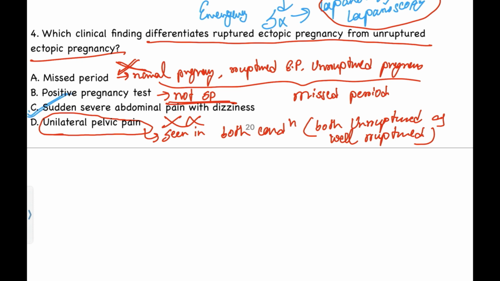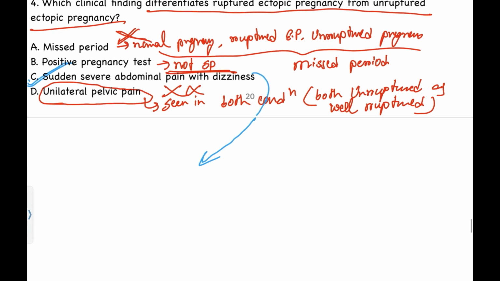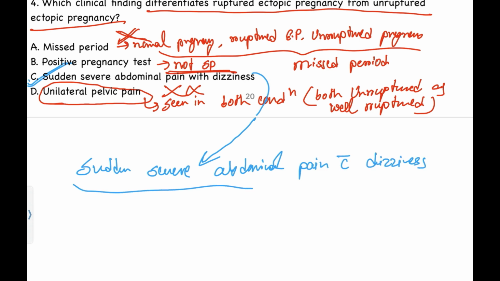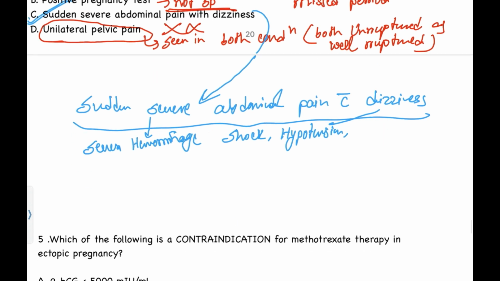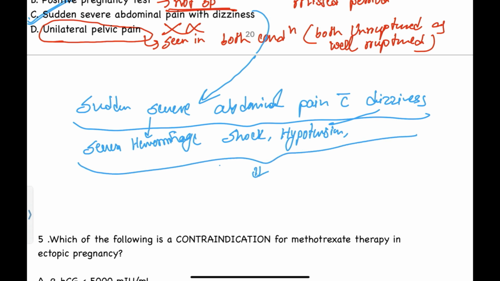By checking sudden severe abdominal pain with dizziness. Now, why is C the answer? Because sudden severe abdominal pain with dizziness is the feature that the mother is undergoing shock. Dizziness indicates the mother's BP is decreasing, that means hypotension. Severe abdominal pain indicates severe hemorrhage. All those features are seen in ruptured ectopic pregnancy.